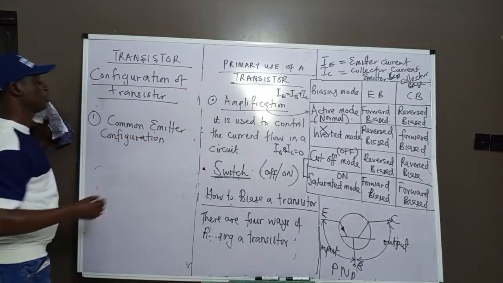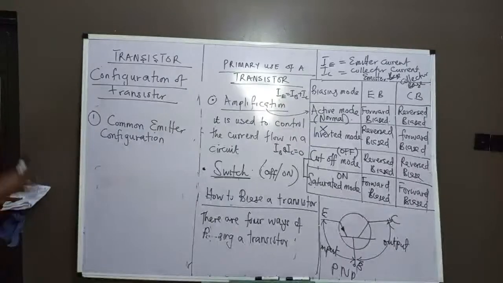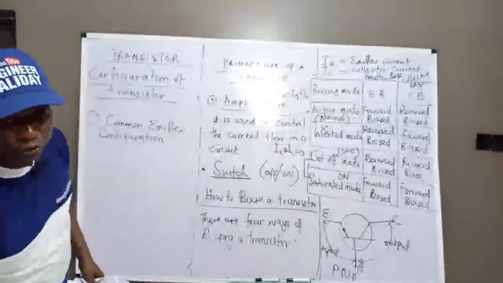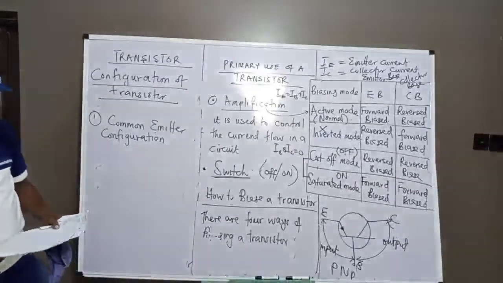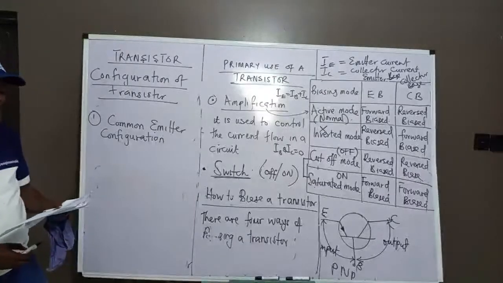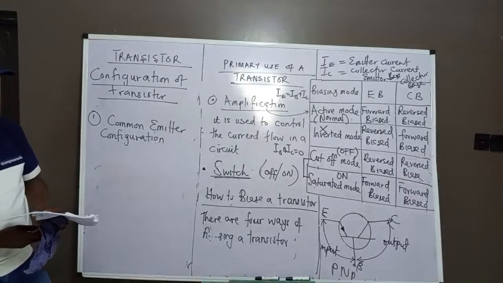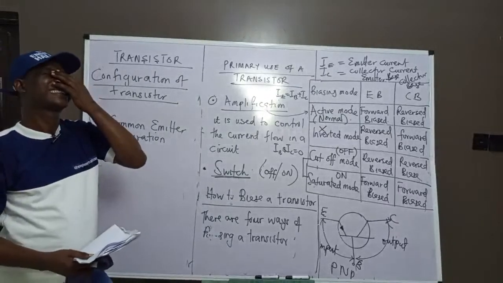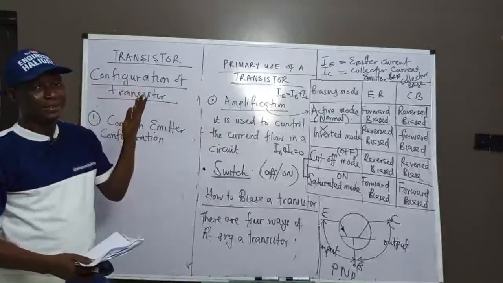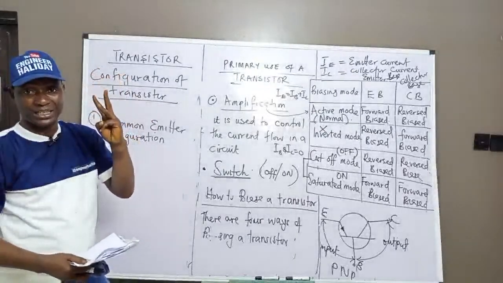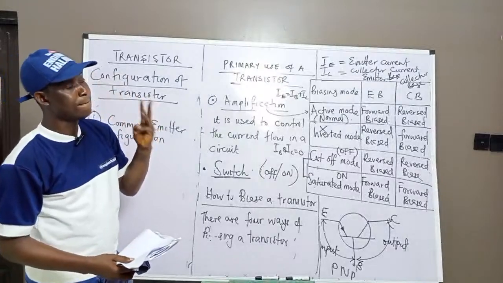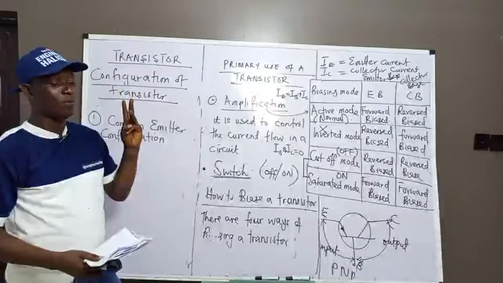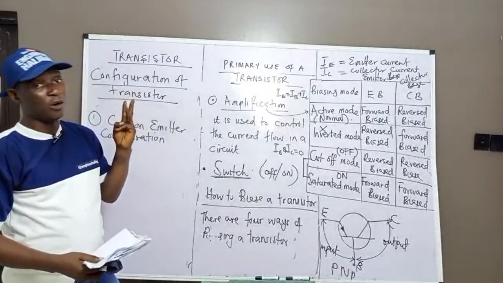Common emitter configuration. Now, does a transistor have anything to do with semiconductors? A transistor has three semiconductors. Three semiconductors make up a transistor. Please don't forget.